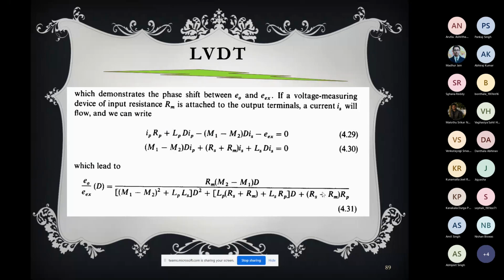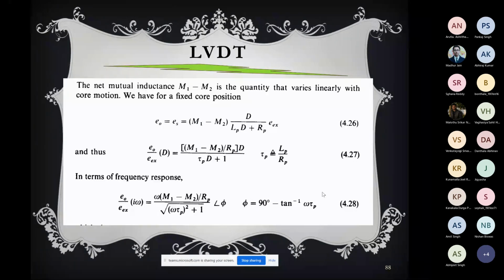So if you see, when omega is very small, then what will happen? Phi angle will be 90 degree, and when omega is very large, tan inverse omega tau p will contribute minus 90 degree, so phi angle will be 0. So phase angle will always be positive. So this is the LVDT transfer function and frequency response.